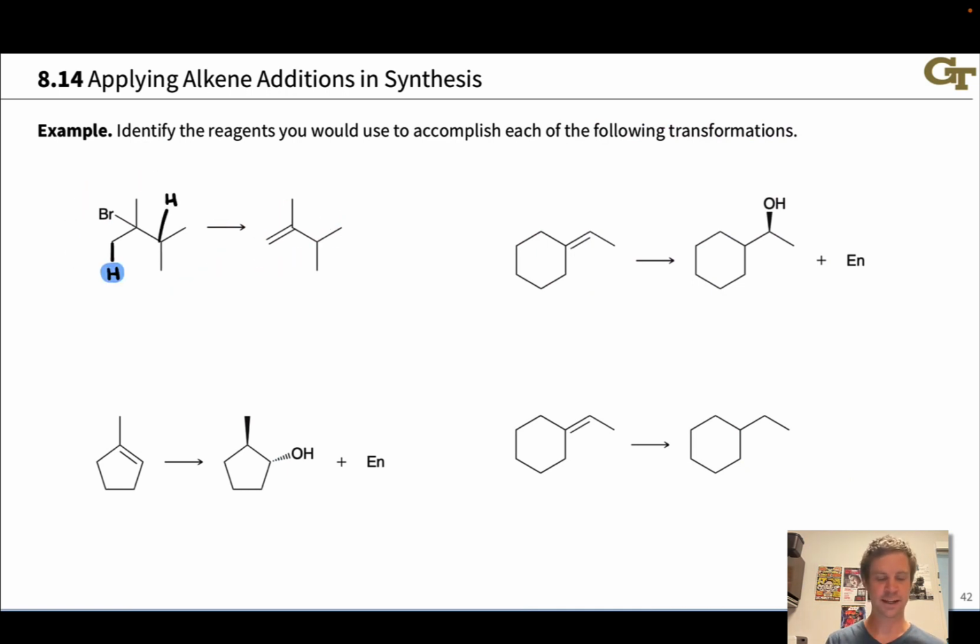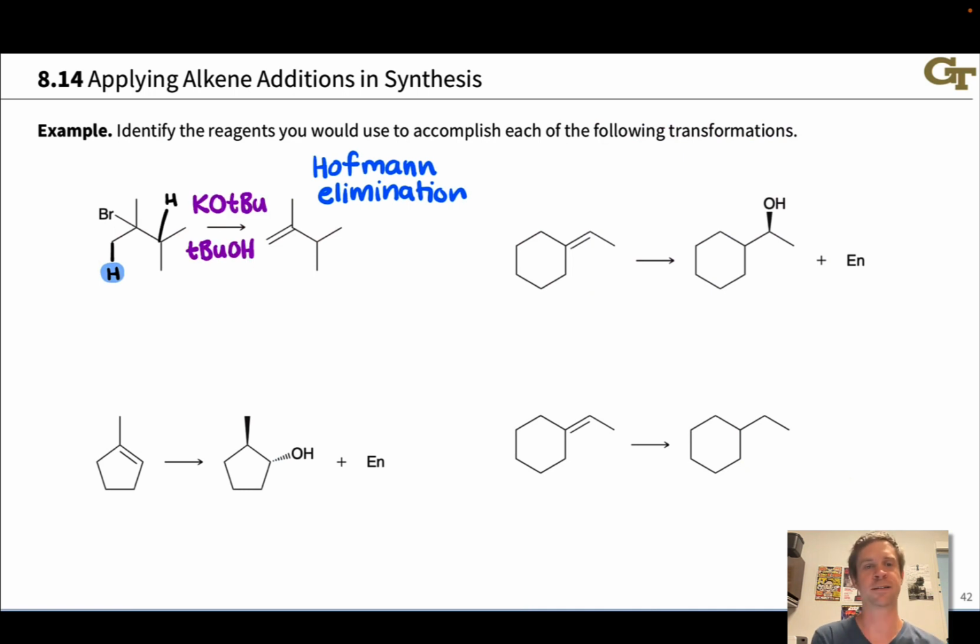So we need to use some kind of elimination conditions here, and notice that what's desired is elimination of this hydrogen in blue, not the more substituted CH, but the less substituted CH. This corresponds to what we call Hofmann elimination, and to achieve Hofmann elimination, we need to use a sterically bulky base, something like potassium tert-butoxide in tert-butanol.